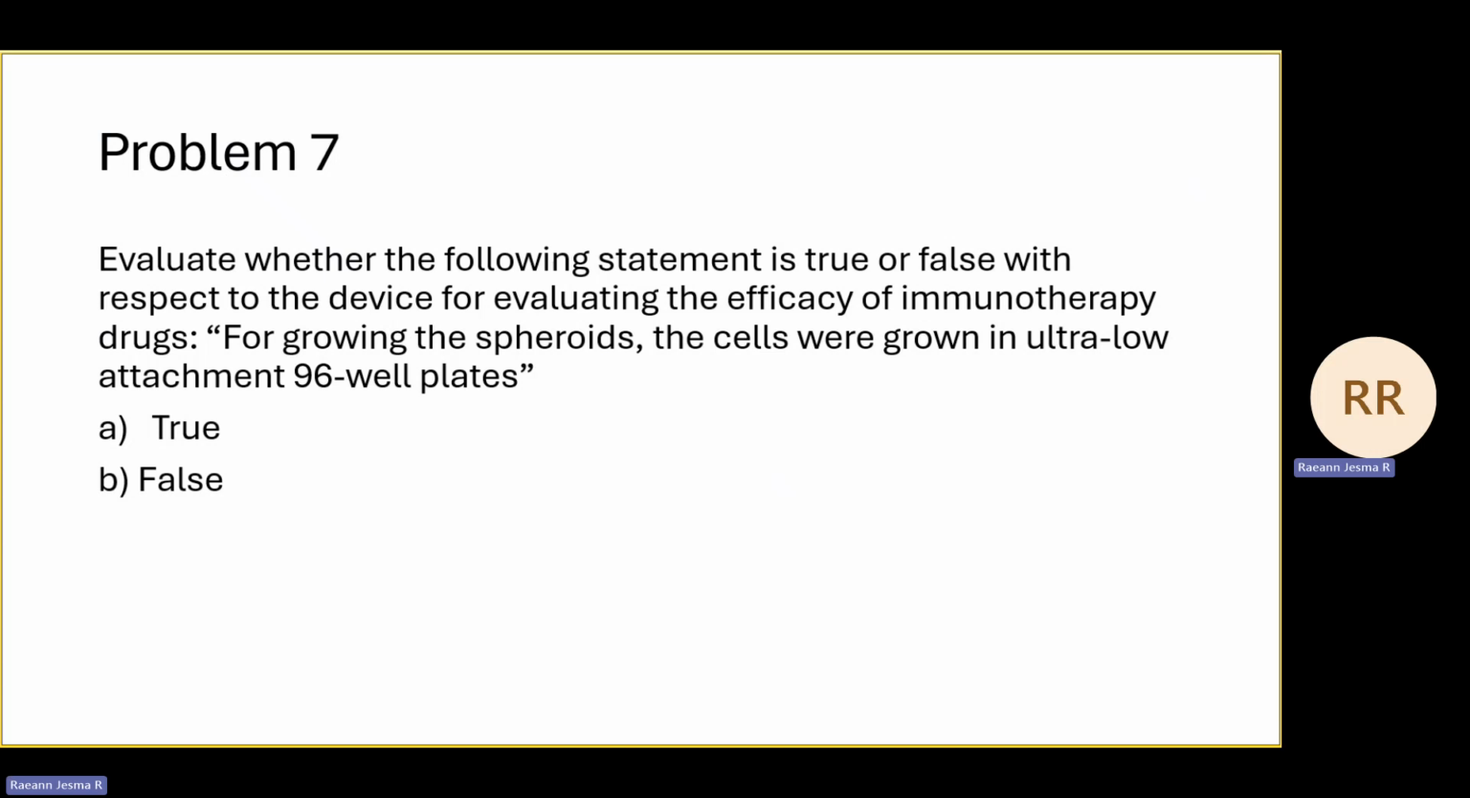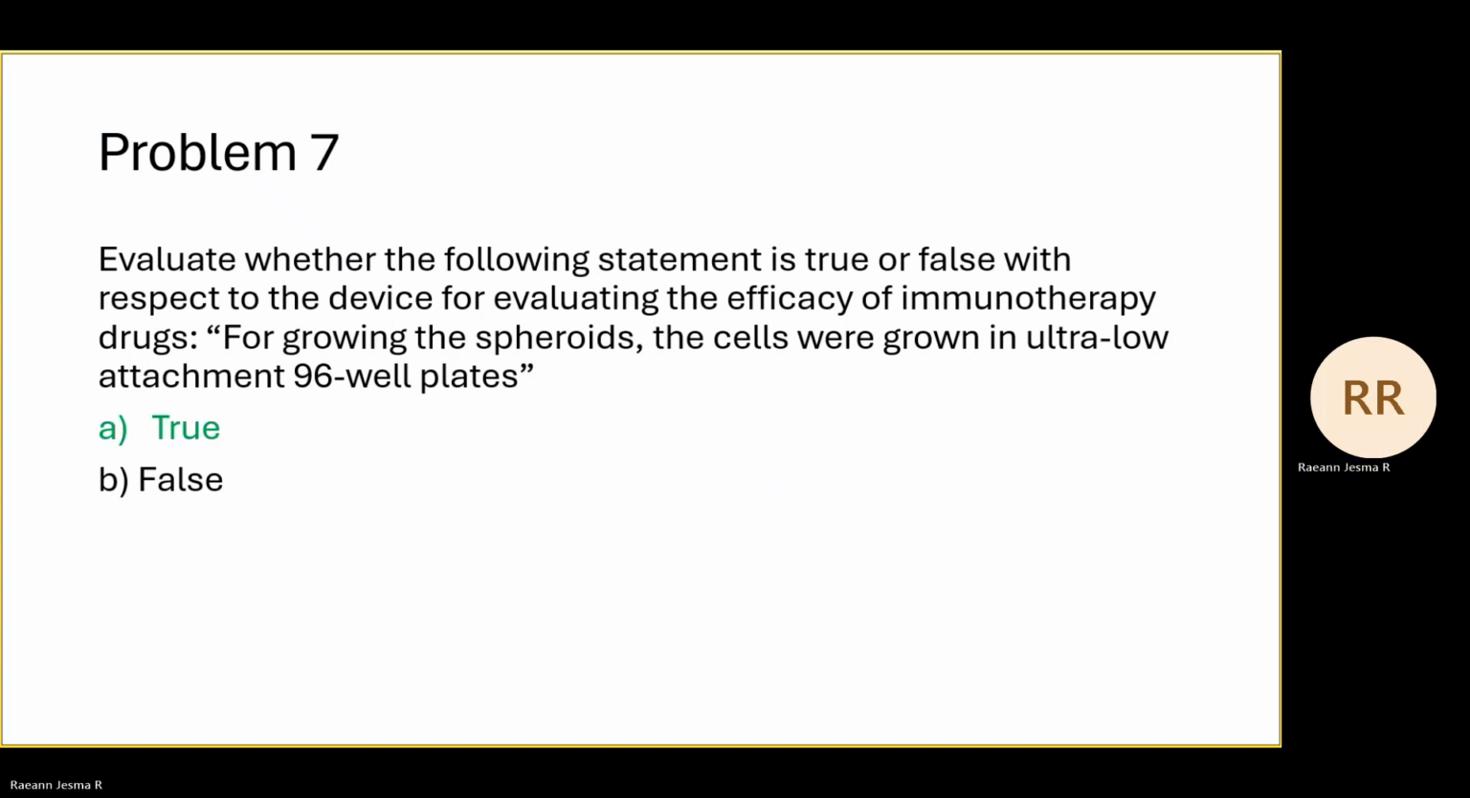So here, what spheroids are we growing? We are growing the tumor spheroid. Anyway, once we grow the spheroids, we have to transfer the spheroid to the microfluidic device or something else, or to a medium. What we will do is grow it in ultra low attachment 96 well plates. We don't want the spheroids to get attached to the plate in which we are growing them. So the correct answer is true for this question.